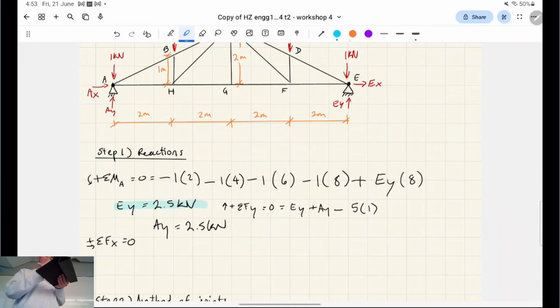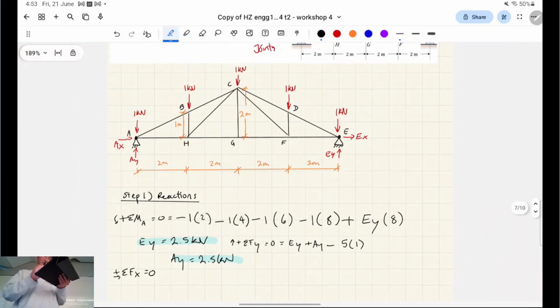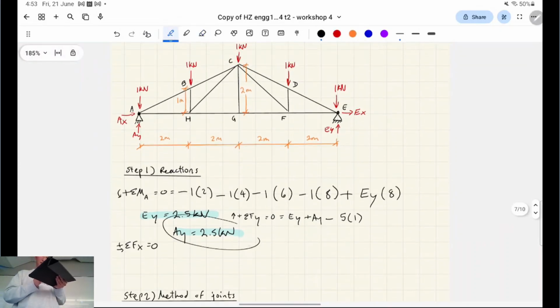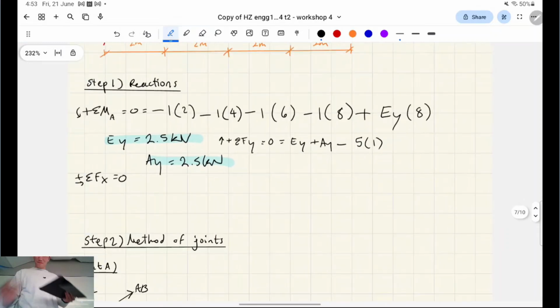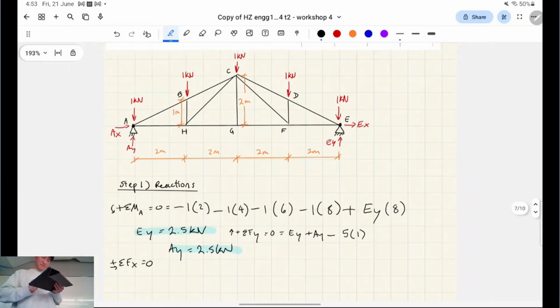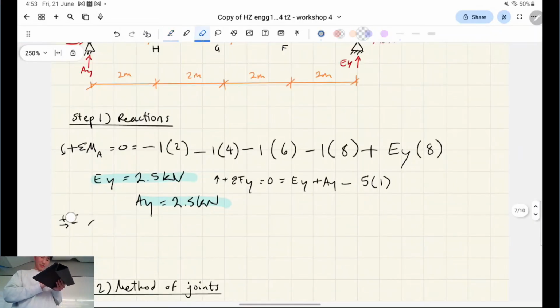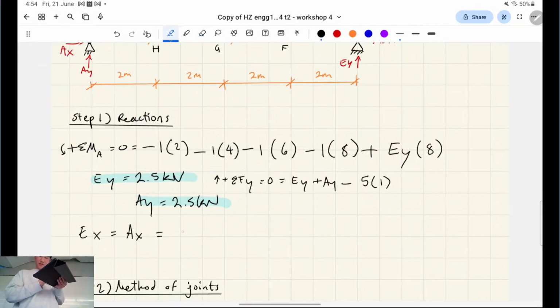But the reason I'm saying that you could have done that the lazy way is that this truss is symmetrical, right? So the support reaction at A and E should give you the same number because the loading is symmetrical, the shape is symmetrical, etc. So you could have just done that based on vibes, basically, right? Okay. The other thing is that we're told in the question, neglect any horizontal reactions at the support. So actually, you don't even need to do that. So EX is equal to 0, AX is equal to 0 kilonewtons, and that information is just given, right?